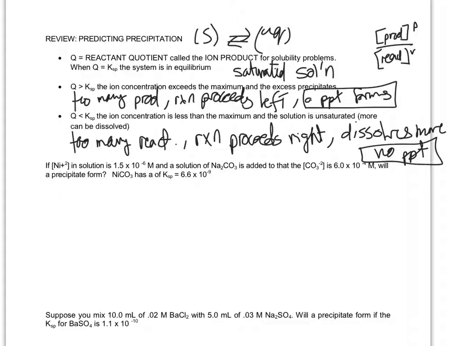And so if you have an ionic substance and you're trying to figure out whether you will have a precipitate or not, you could use Q to compare it to KSP. And we've done that before. Let's practice a few of these.